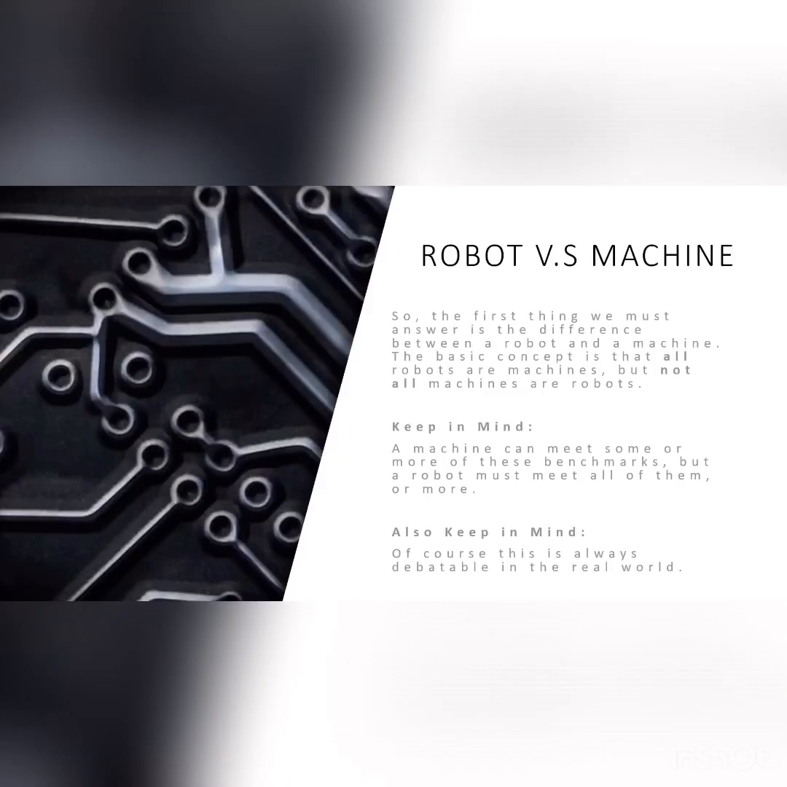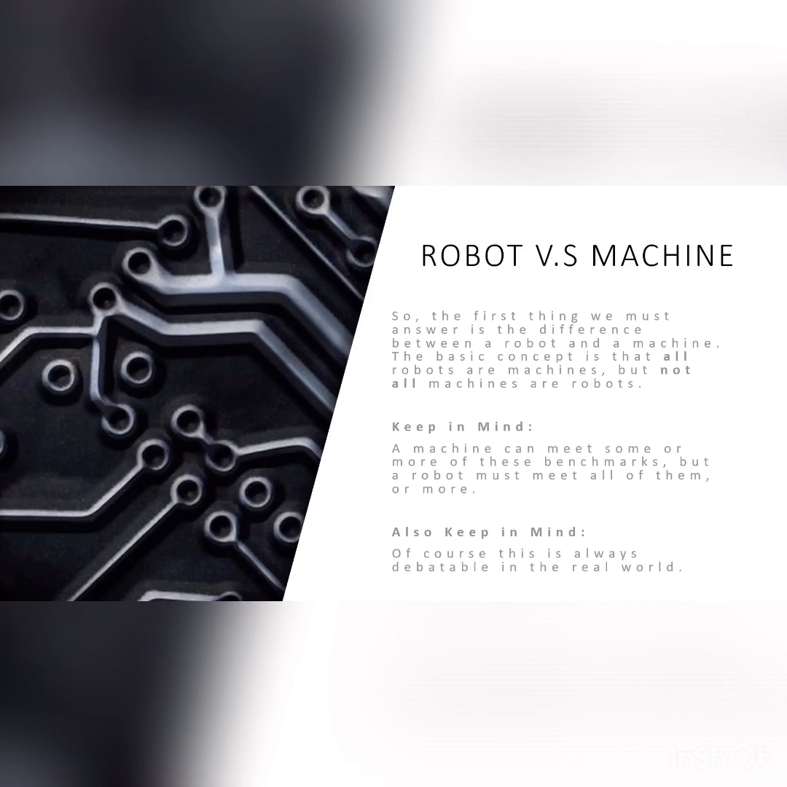So, a robot versus a machine. The first thing we must answer is the difference between a robot and a machine. The basic concept is that all robots are machines, but not all machines are robots. Keep in mind, a machine can meet some of these benchmarks. A machine could have a power source, which is one of the benchmarks, but it might not have a program behind it. It might just be operated free-handedly. So a machine can meet some of these benchmarks, but a robot must meet all of them or even more requirements past my criteria.